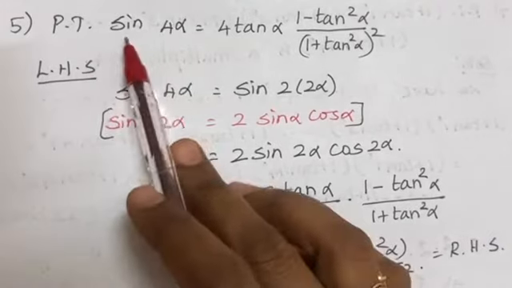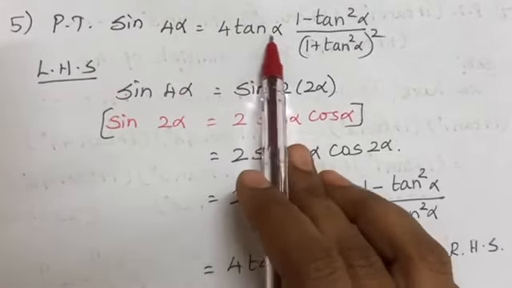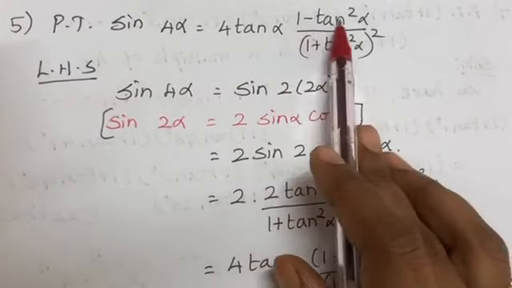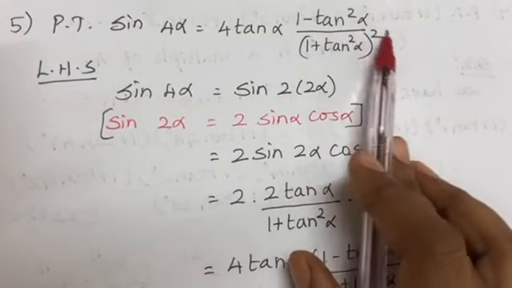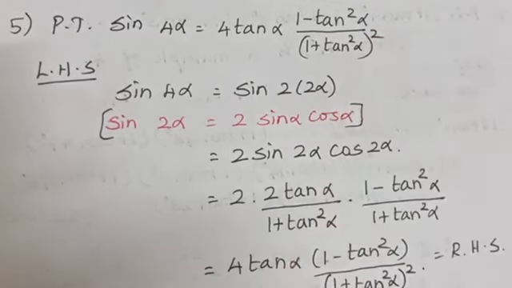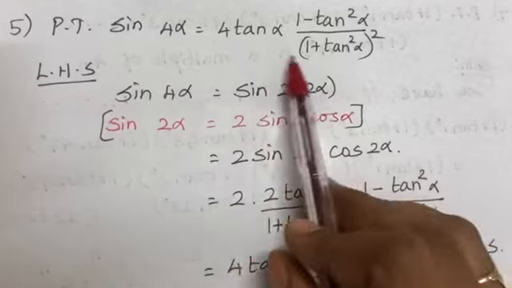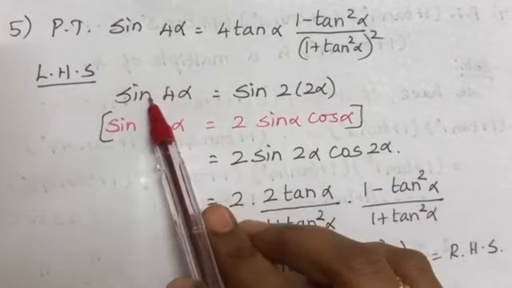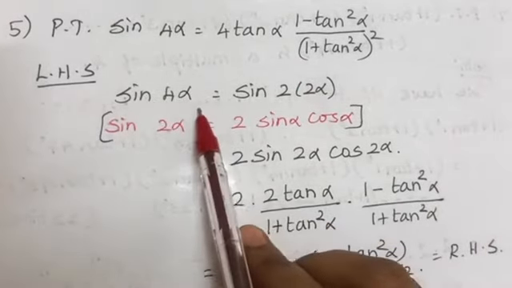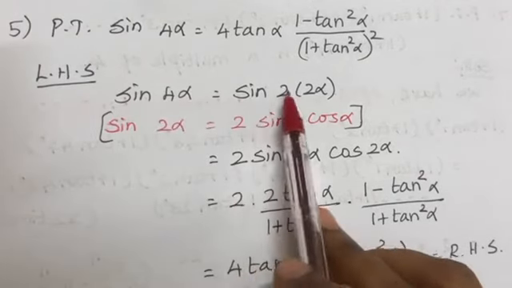Prove that sin 4 alpha is equal to 4 tan alpha into 1 minus tan square alpha by 1 plus tan square alpha the whole square. We have to prove these two expressions are equal. First let's take the left hand side, that is sin 4 alpha. Sin 4 alpha, I write this as sin 2 into 2 alpha.